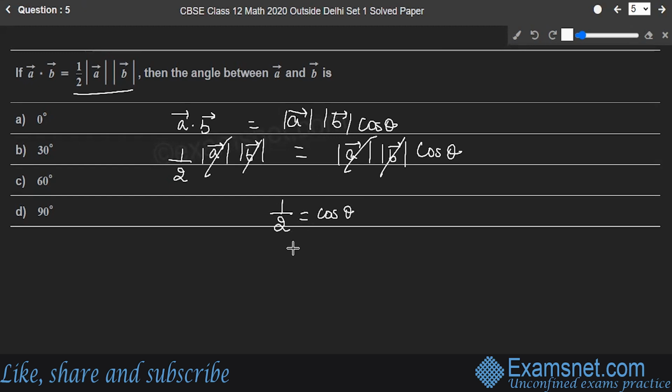And what is the value of theta over here? This 1 by 2 is for cos of 60 degree. That means theta is equal to 60 degree, which makes option C the correct answer.